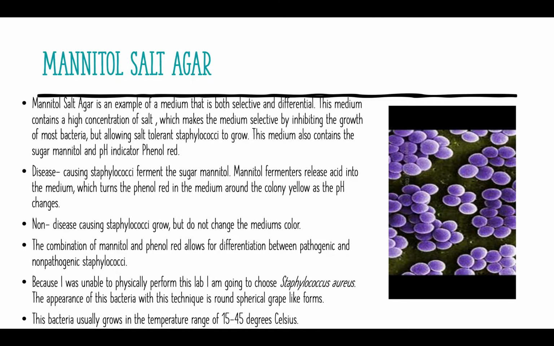Because I was unable to physically do this lab, I'm going to choose Staphylococcus aureus, and the appearance of this bacteria with this technique is round, spherical, grape-like forms. And this bacteria usually grows in the temperature range of 15 to 45 degrees Celsius.